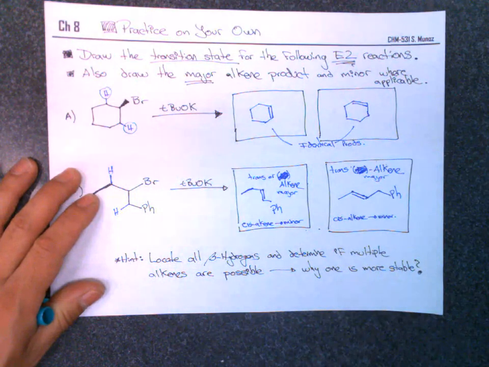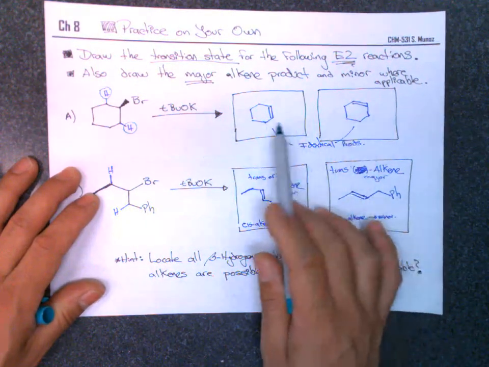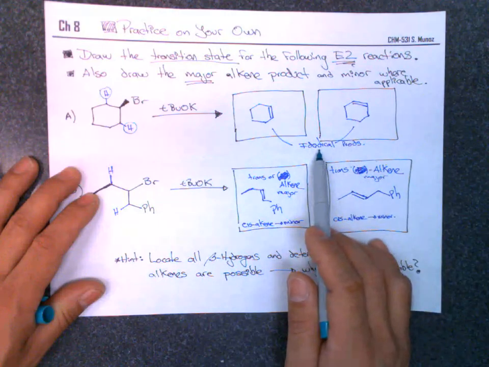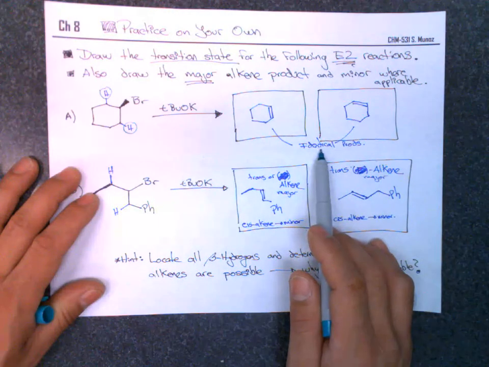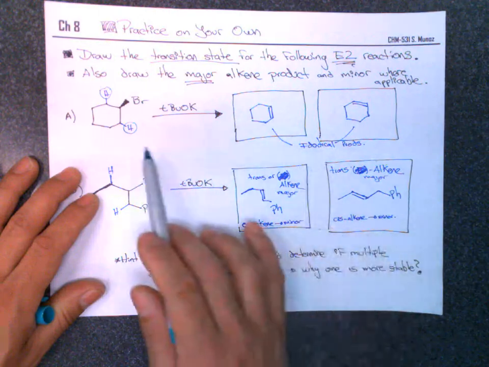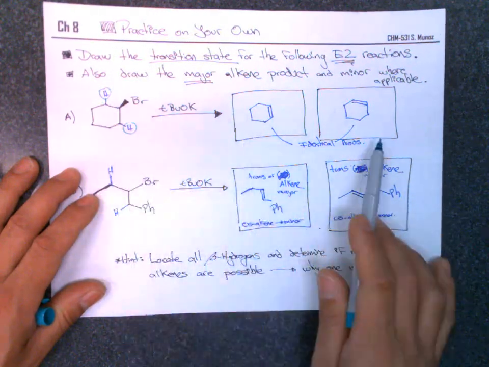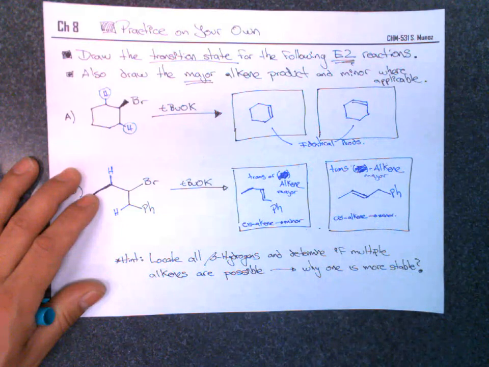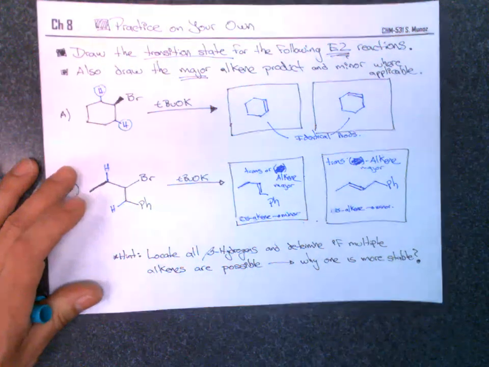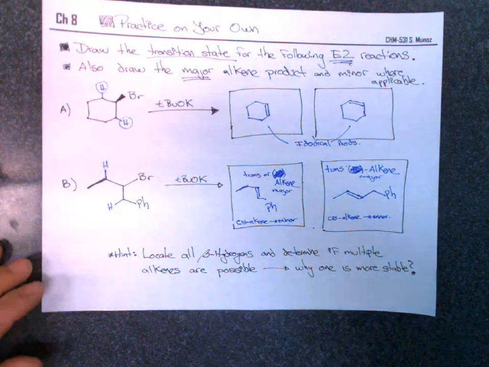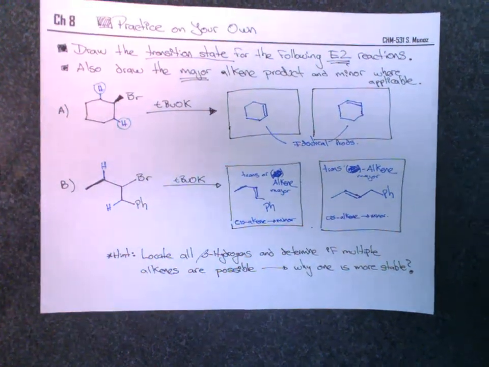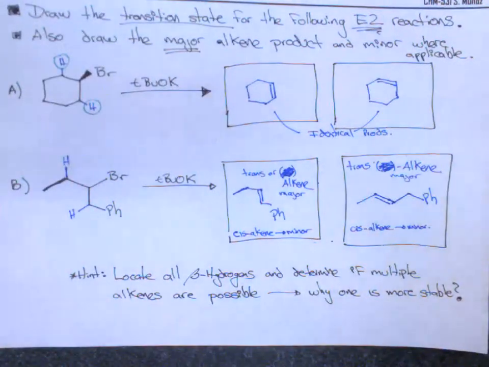And if you were to remove those by the effect of base, you would end up with these two alkenes, which turn out to be identical. In this case, it does not matter whether you remove this hydrogen or this other one, you would get the same exact product. Now, in the second example, however, that's a little different.